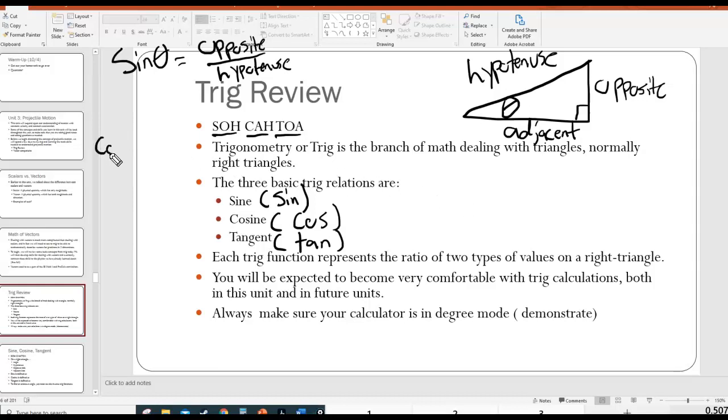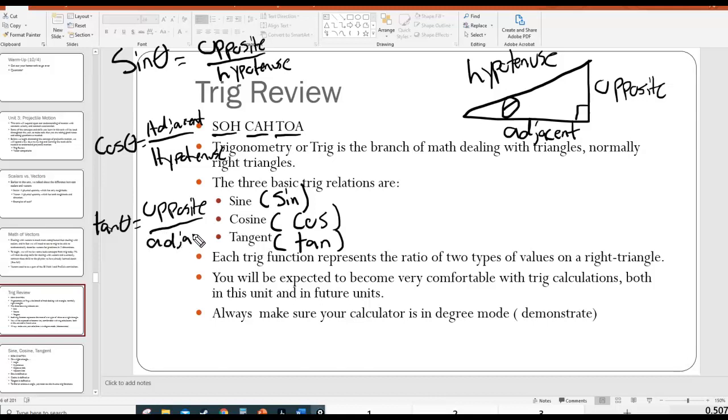Cosine, C-A-H, is the adjacent side, that's what the A is for, adjacent over the hypotenuse. I apologize for my bad handwriting. And then tangent, TOA, is the ratio of the opposite side to the adjacent side. And hopefully you're familiar with this from your geometry class. That's what you normally learn about these things.